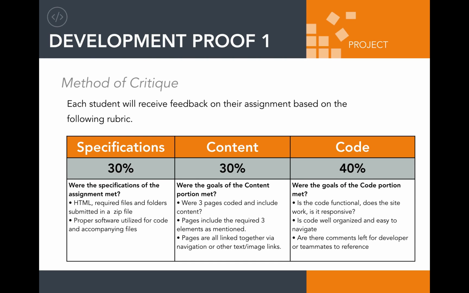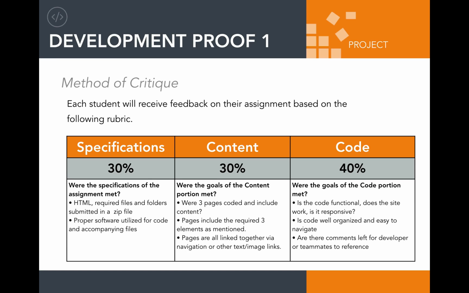The rubric this month is going to be based on 30% specifications, 30% content, and then 40% code. So for the specifications, we're going to be making sure that the HTML and required files and folders are submitted in a zip file properly. We're going to make sure that the proper software was utilized for code and accompanying files.